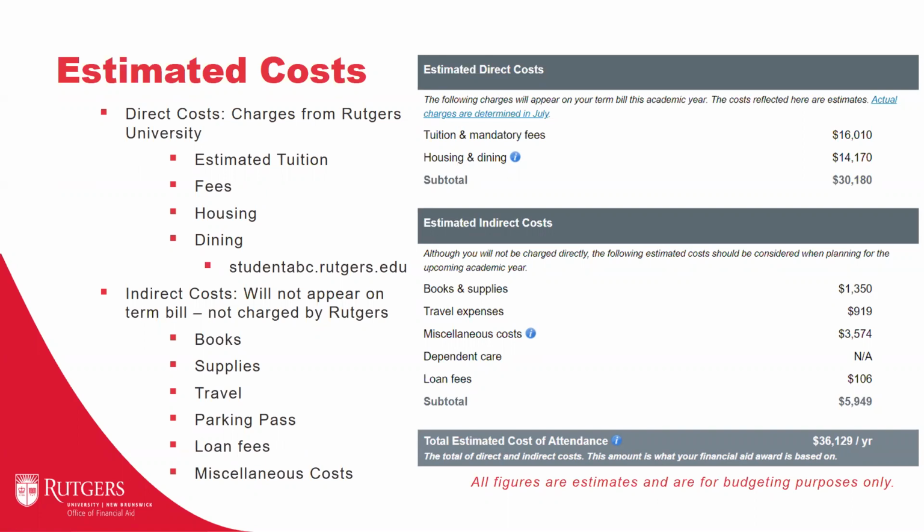So for instance, you may see $1,000 of unsubsidized loan on your award letter, but on your term bill, you may see $990. That's because the $10 loan fee was actually subtracted from your direct loans, right? So once again, these figures are only estimates and they're used for budgeting purposes only. This is not a student's actual cost to attend Rutgers.